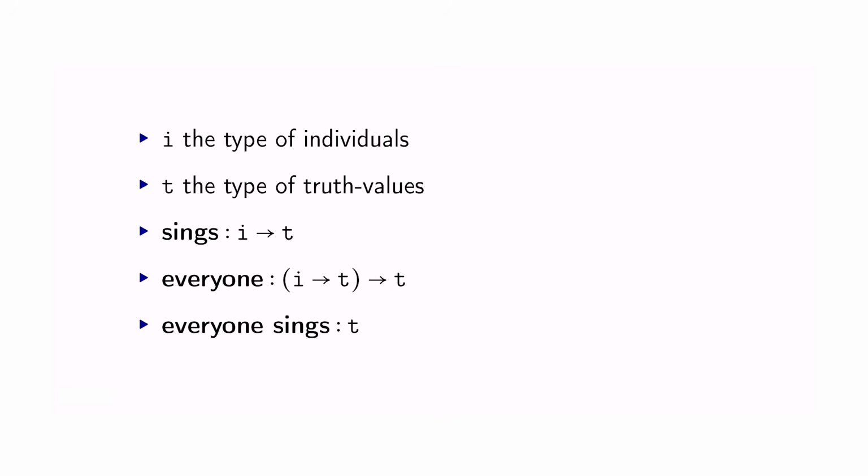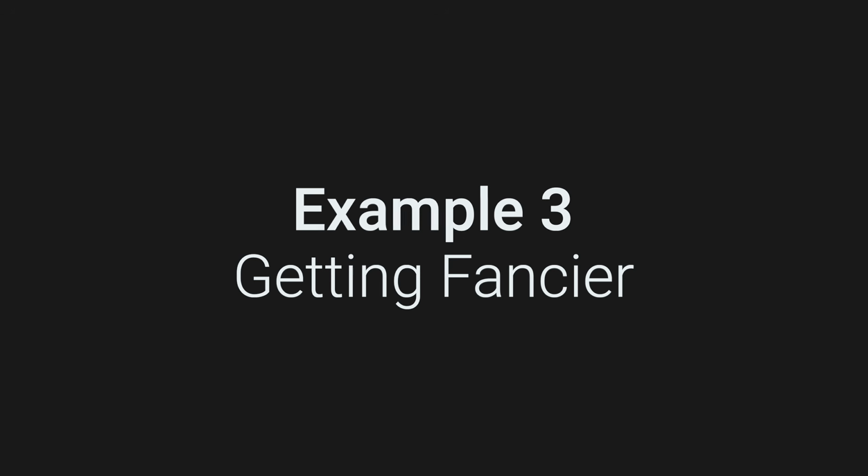So its input is going to be a predicate, the output's going to be a truth value, so we can form everyone sings. That's going to be a sentence of type T. It's going to be true or false. Okay, great. What if we want to get a bit more complex here? Rather than just everyone sings, we want to say something like everyone likes Anna.